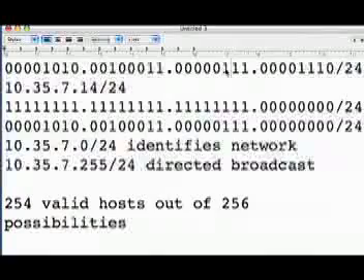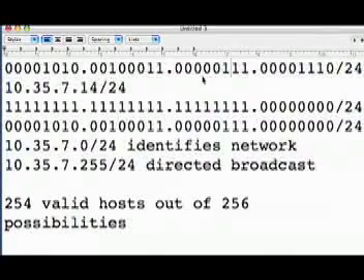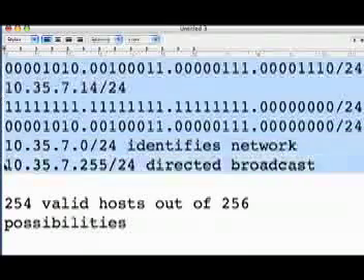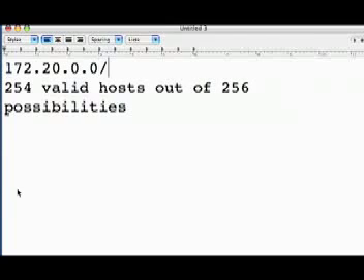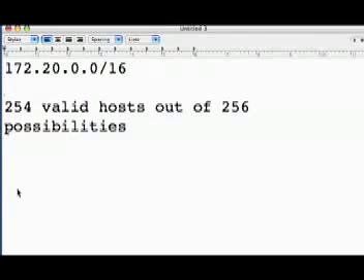A lot of places are allocated a /16. A lot of universities have 172.20.0.0/16. That is what a university might be allocated.